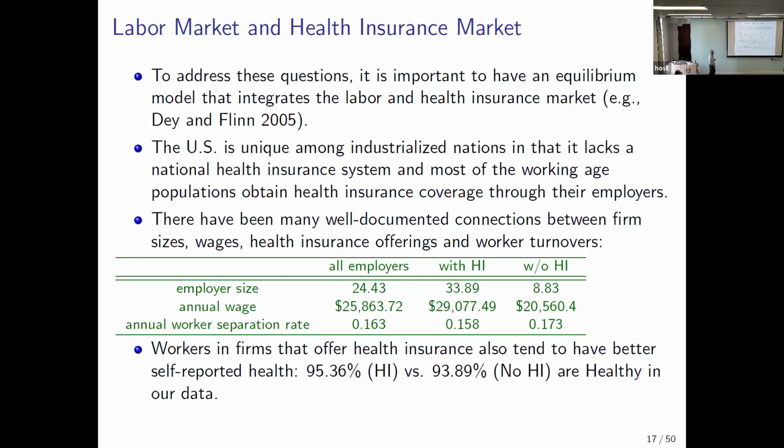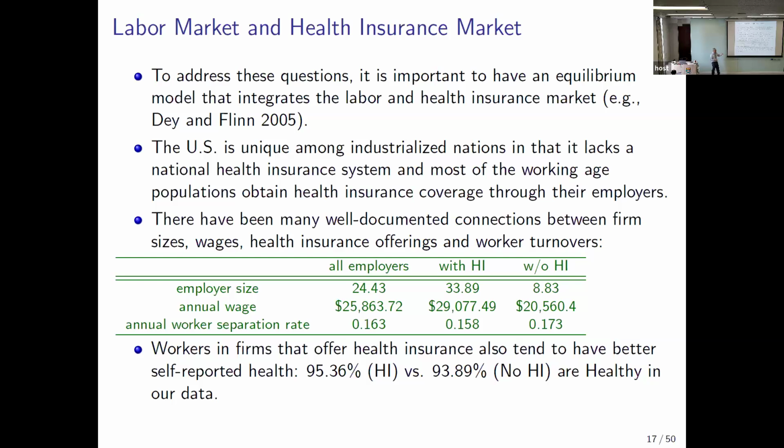we wanted to have a model that can explain some of the first order features of the U.S. labor market before the ACA. So I would say we need to have an equilibrium model that integrates the labor market and the health insurance market. Why? Because in the U.S., as I mentioned, most of the working age population get insurance from their employers. So the health insurance and employment decisions are integrally linked.